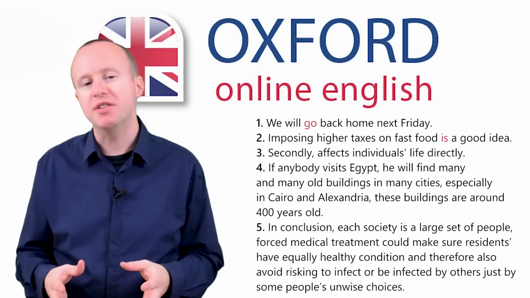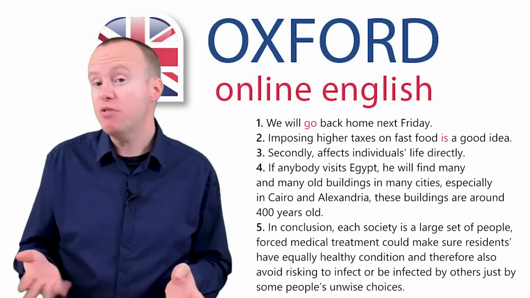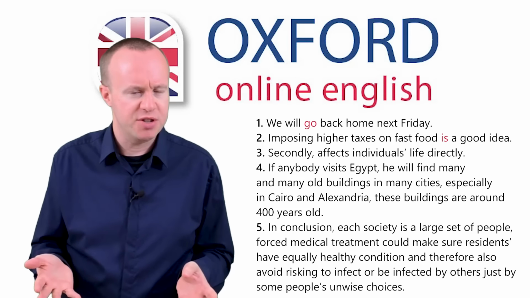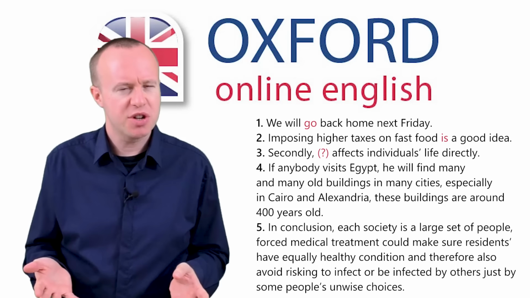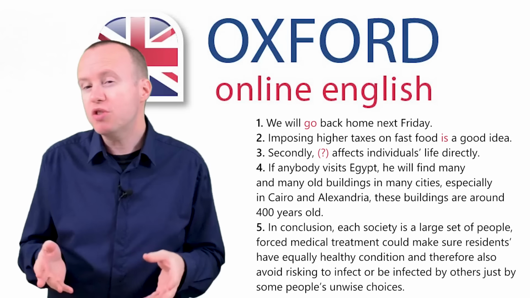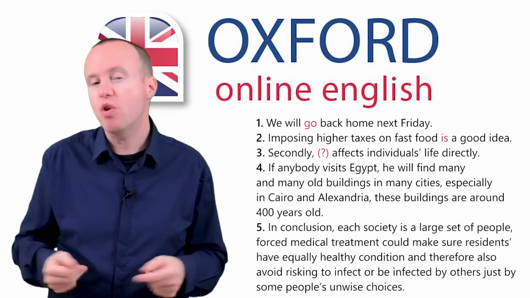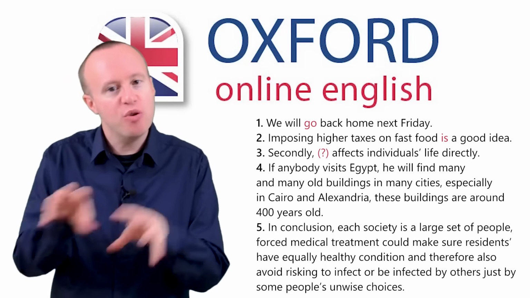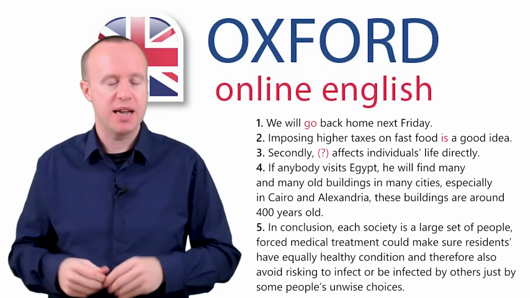The third sentence has a main verb, but no subject. What affects individuals' lives directly? This is difficult to correct because it's impossible to know what the writer wanted to say. You would need to add a noun before the verb affects to make it understandable.